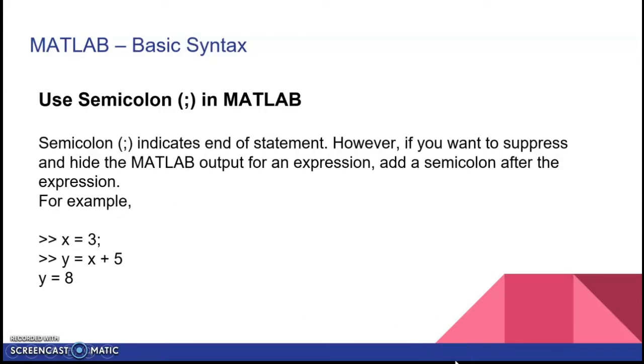Use semicolon in Matlab. Semicolon indicates end of statement. However, if you want to suppress and hide the Matlab output for an expression, add a semicolon after the expression. Example, x = 3; y = x + 5, y = 8. As you notice, when you press enter after typing x = 3, the ans equal to 3 is not reflected on the screen because of the semicolon which suppresses and hides the Matlab output expression.